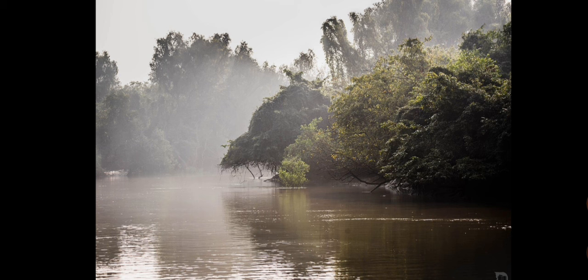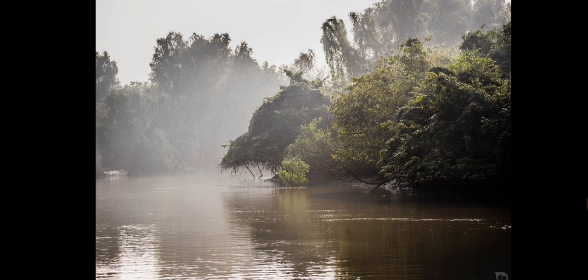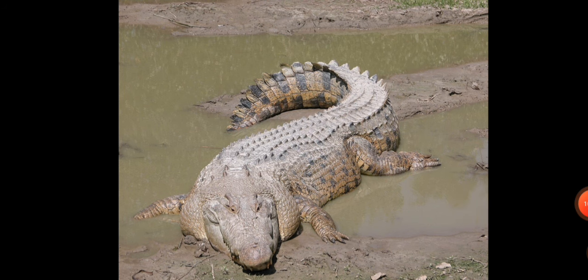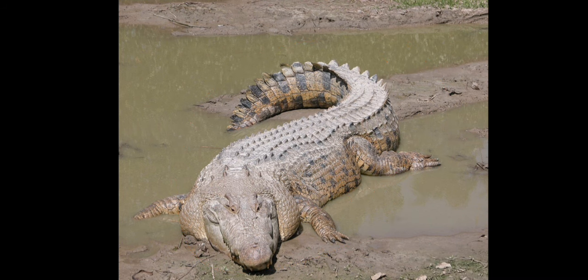Look at this. This is Bhitarkanika. This is Bhitarkanika mangrove forests. Here the mangrove trees are grown, like this. And also look at this. This is a saltwater crocodile. Look at the size, how giant this is.